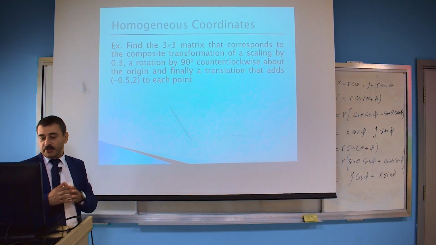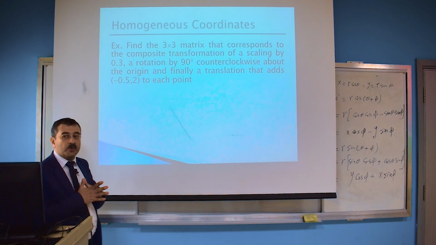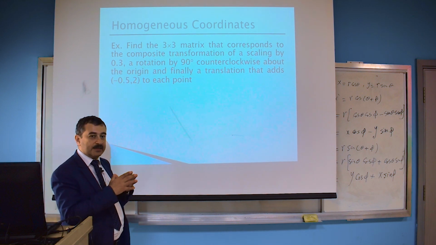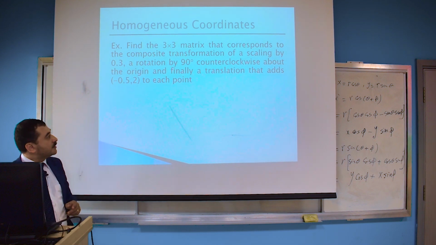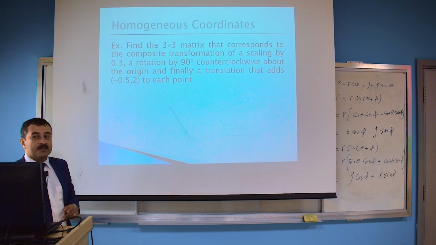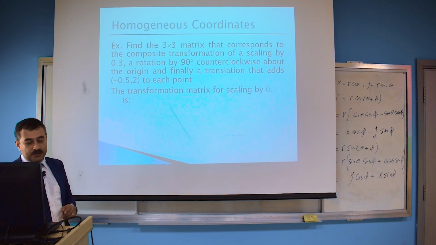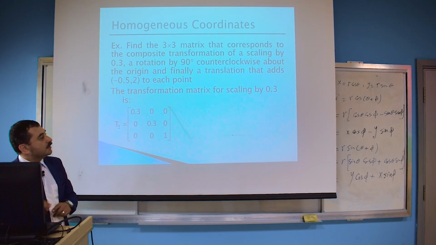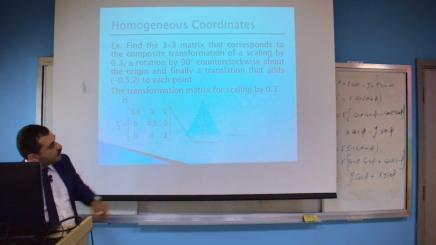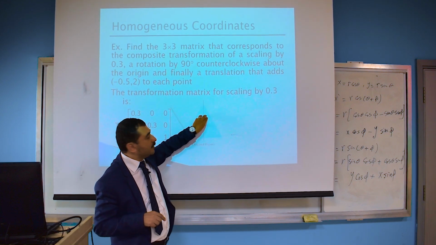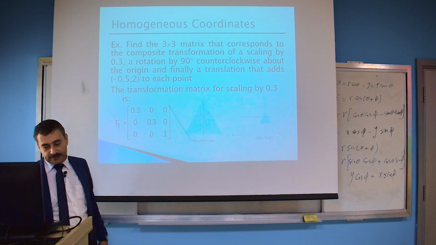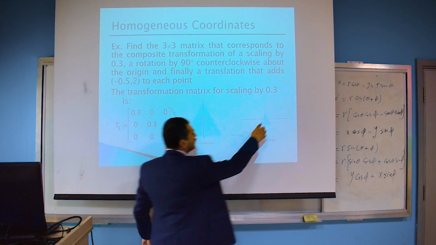The first transformation is to scale x and y by 0.3. So what is the matrix? 0.3, 0, 0, 0, 0.3, 0, 0, 0, 1. So if this is the original object, you will do some scaling in x and y to get the new object. So it is scaled something like this.